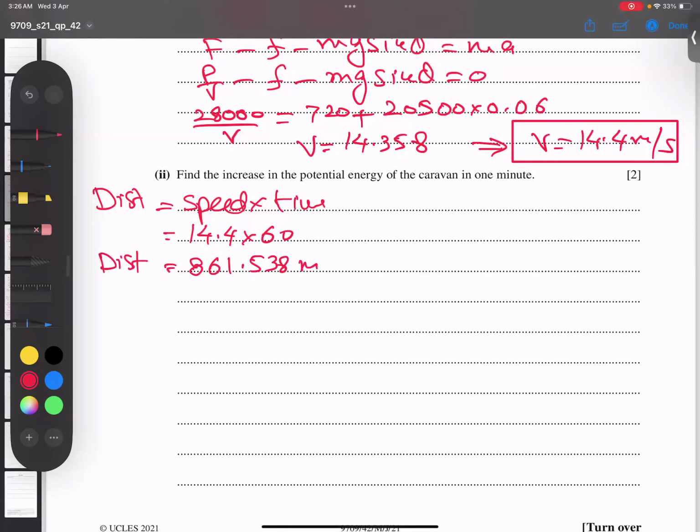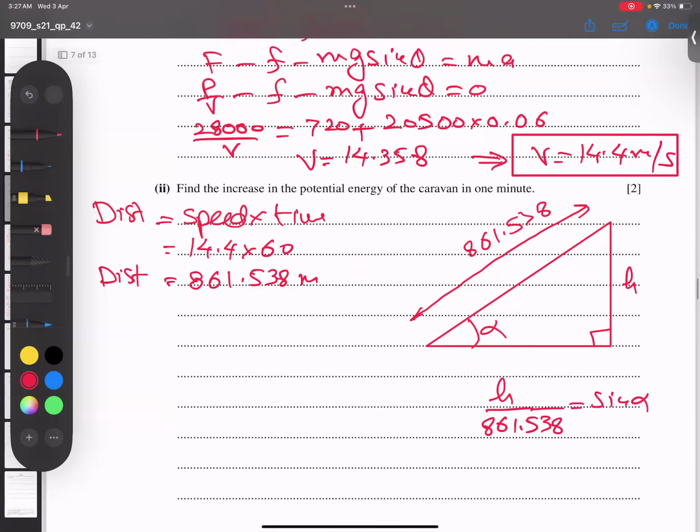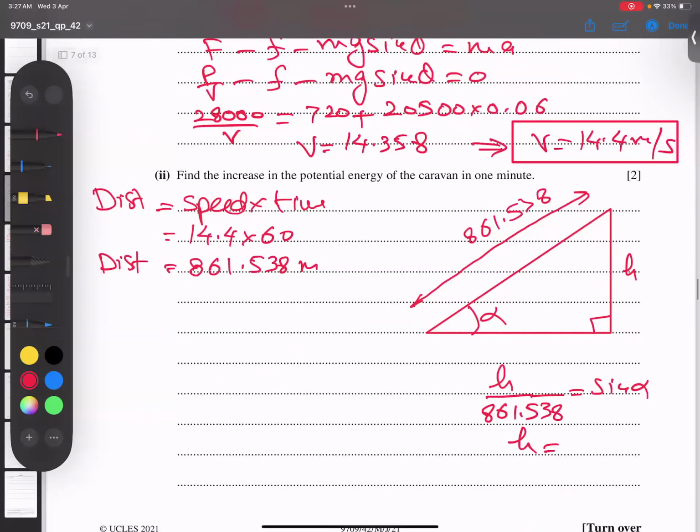Okay, and the story is very clear that we have this situation and this distance traveled, 861.538. And this alpha is given. And how to get the height? Opposite by hypotenuse. So I can find h over 861.538 equal to sine alpha, and the sine alpha value we have on top, 0.06. If I multiply, I will get the height. So this multiplied with 0.06, I'm getting here 51.692 height.